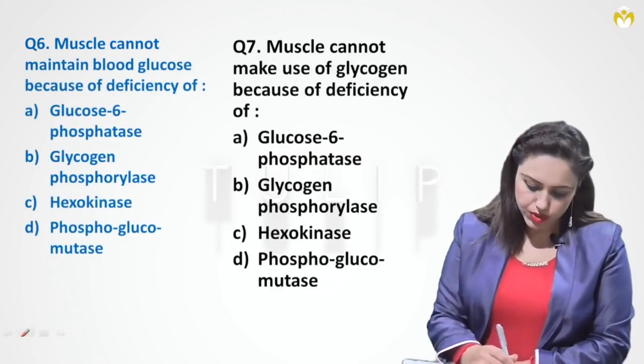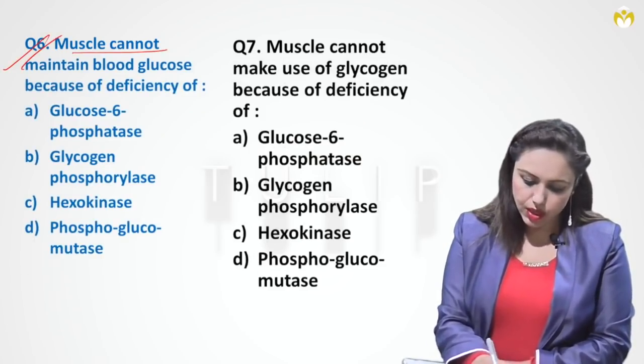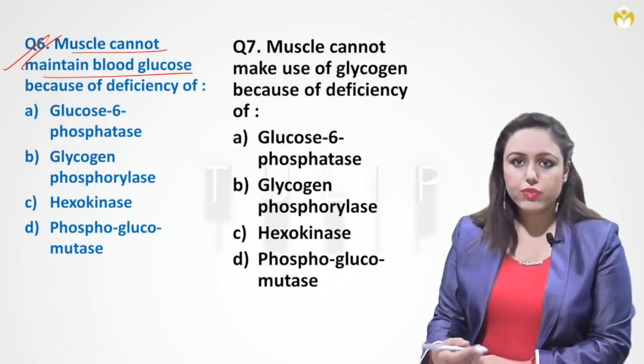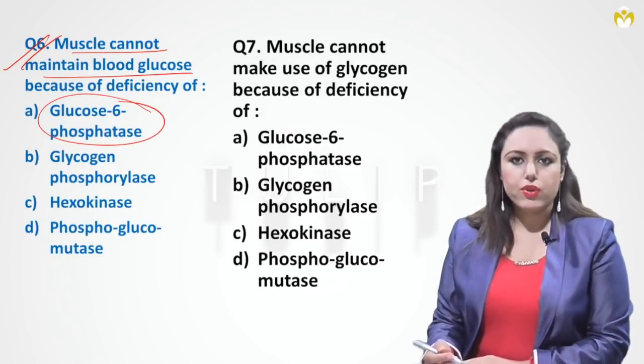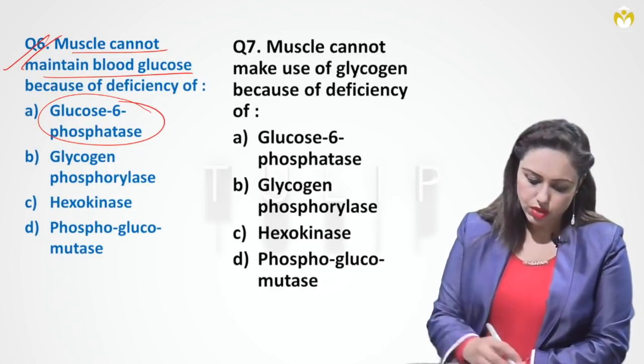So therefore, see question number 6. Muscles cannot maintain blood glucose levels because of deficiency of which enzyme? Glucose 6-phosphatase. So this is a very simple question, right?